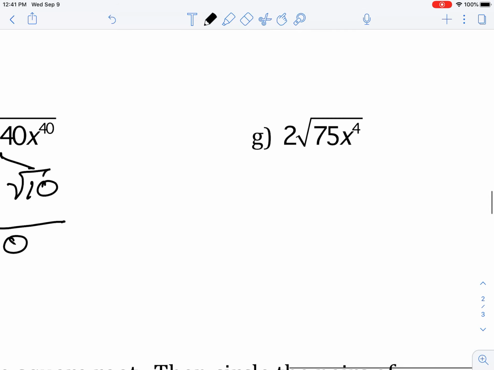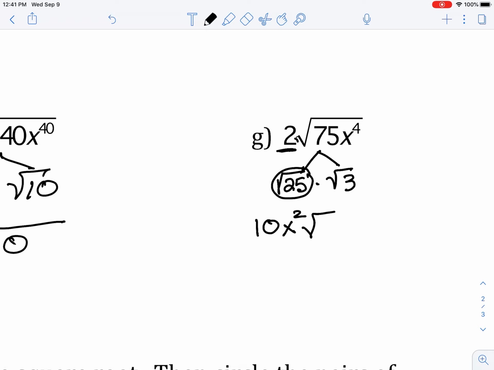G, root 75. That is not a perfect square, and so we determine the largest perfect square that divides into 75. So that's root 25 and root 3. Now that root 25 simplifies to 5. The 5 is going to multiply the existing 2, and that gives me 10. The square root of x to the 4th is x squared, and I have a root 3 remaining under the radical.